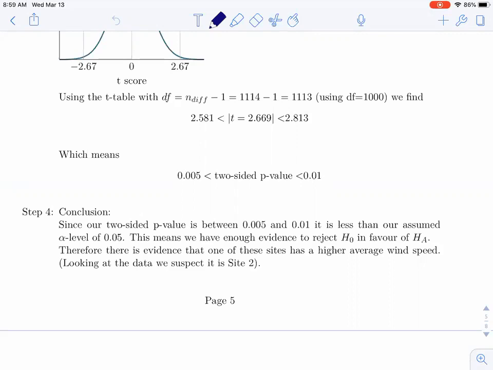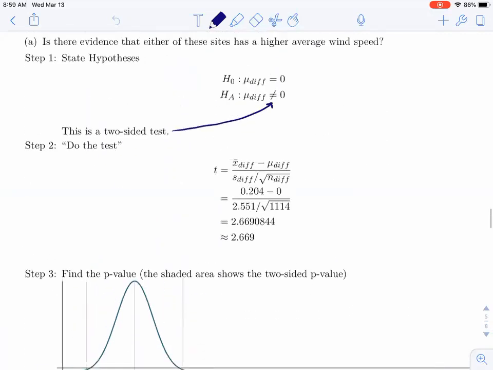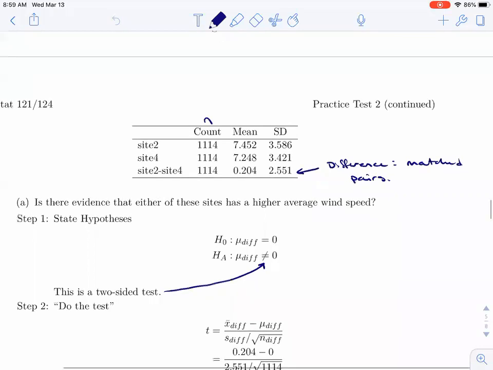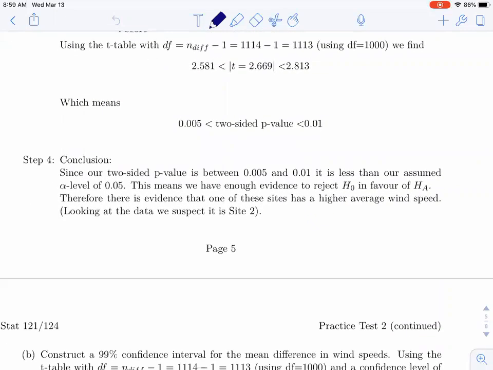If you look at the data, so look at the information that I gave you here. If you just look at the means, it looks like site 2 has a higher mean speed, right? So even though we can't say for certain because we did a two-sided test, at least we can say, okay, yes, there is a difference between the average wind speeds. But looking at the data, we suspect that site 2 has a slightly higher average wind speed than site 4. Okay.